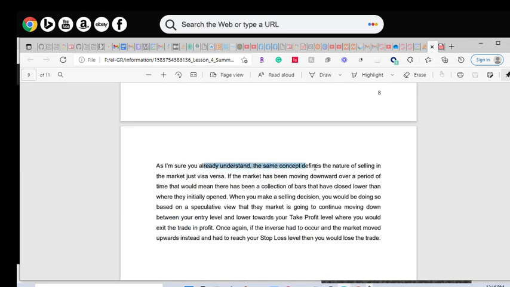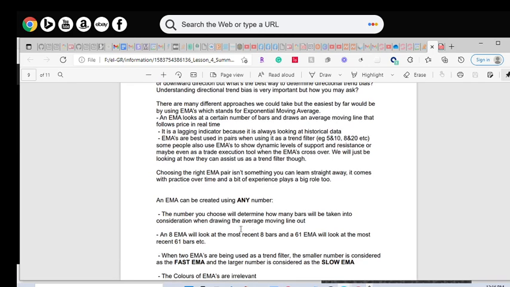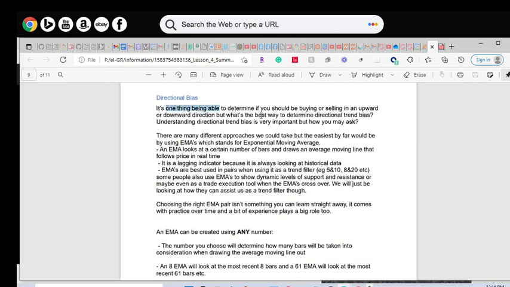So you can look at concepts of buying and selling in the market and vice versa. You have the closest low, the initial opening, and selling will be done more based on a speculative view, going down between the entry level and the take profit level. And then we have these direction biases taking place. You should be buying and selling in an upward or downward trend, so determine the directional trend bias.